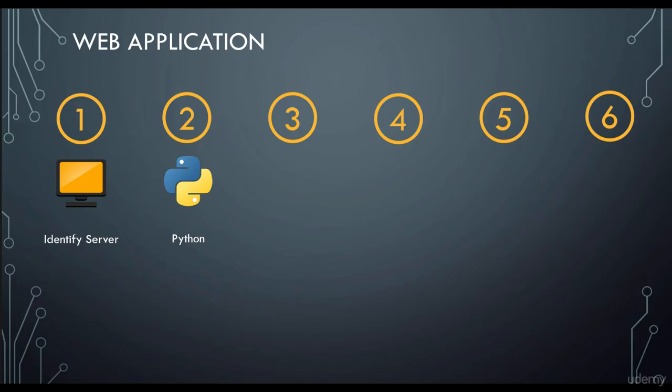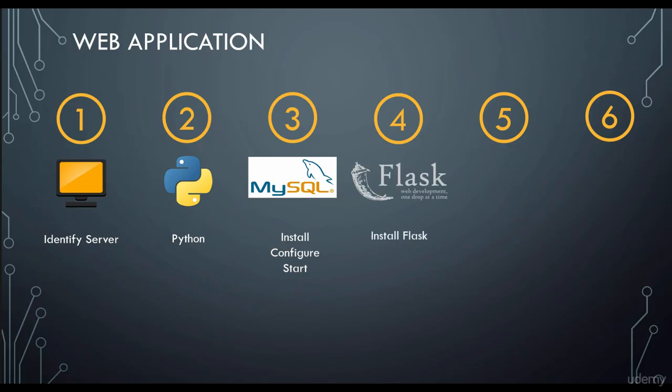We then install MySQL database, configure it, and start the service, followed by installing Flask, which is what our web application will be based on. And then we will write the source code if it doesn't already exist, or we copy the source code over, or download it from a source repository like GitHub. And finally, run the web server.